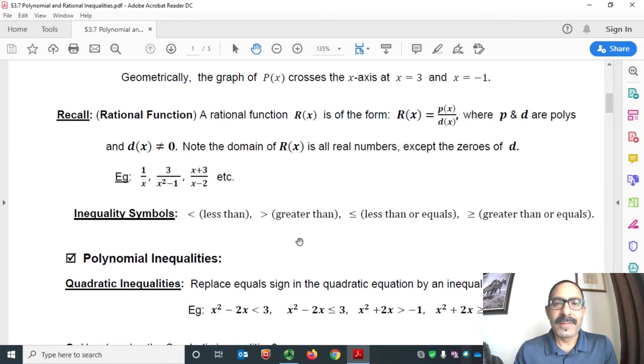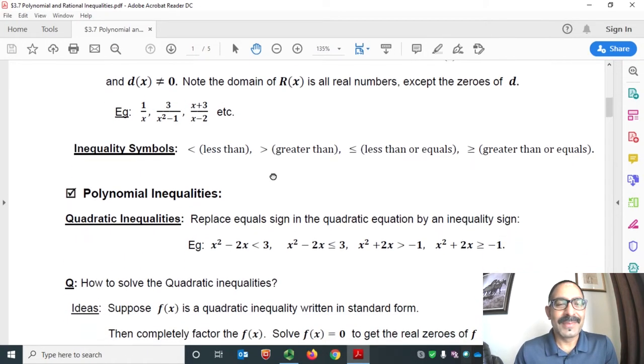Great. Let's move on. Let me introduce the inequality symbols. This symbol is read as strictly less than, this other symbol is read as strictly greater than, the third symbol is less than or equal to, and the last symbol is greater than or equal to. I hope you are familiar with these inequality symbols.